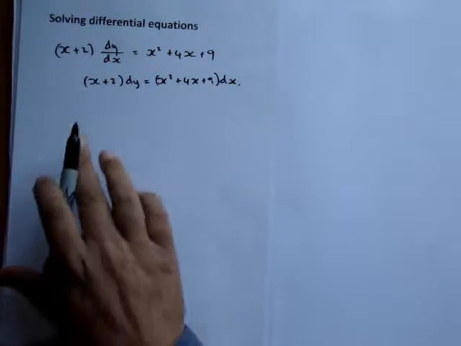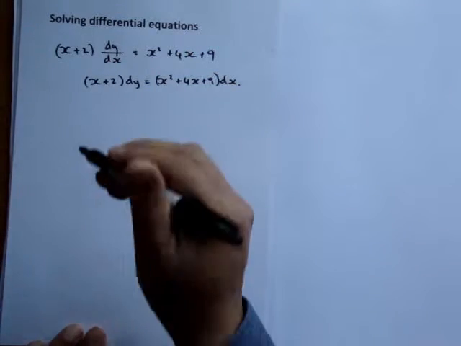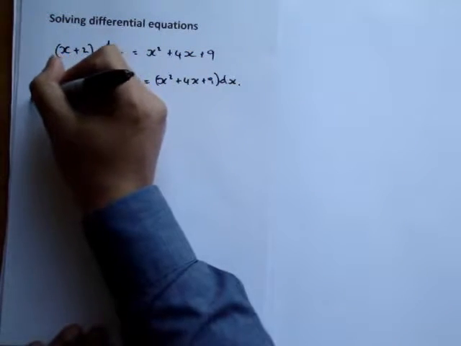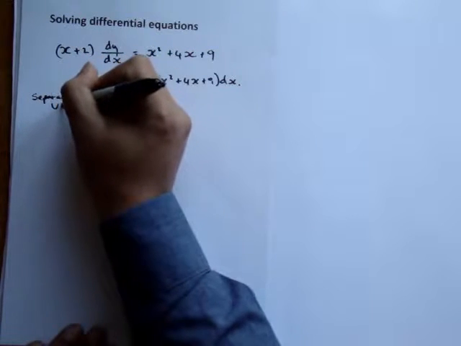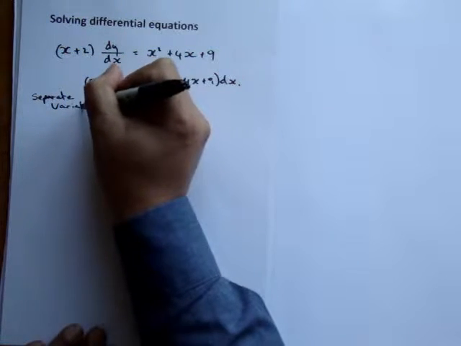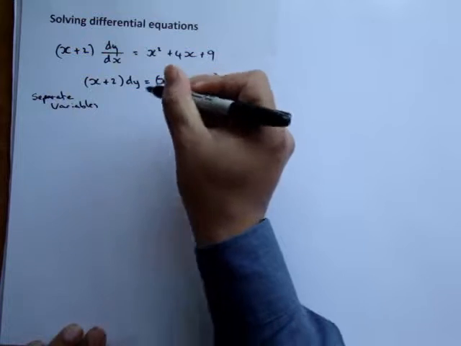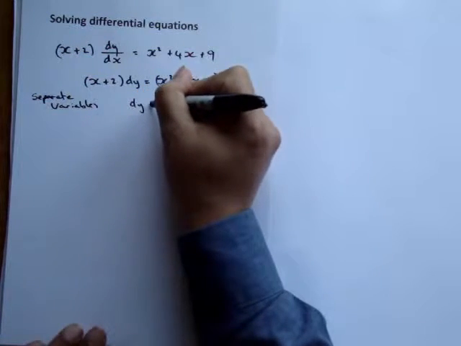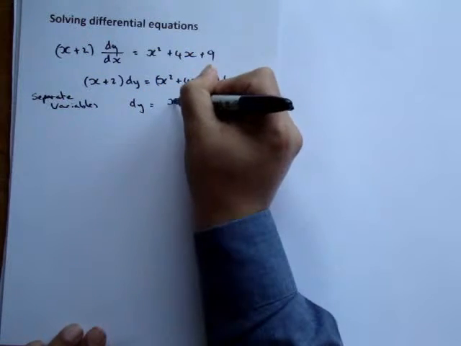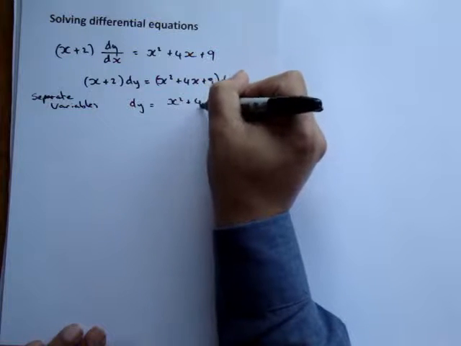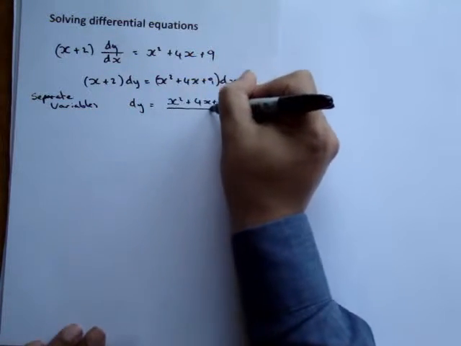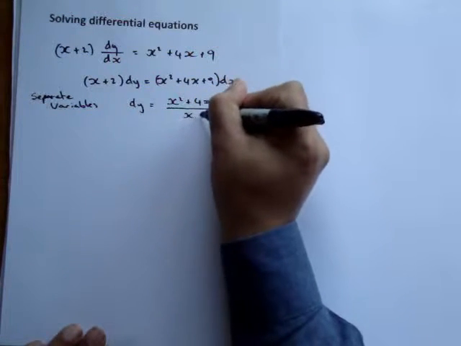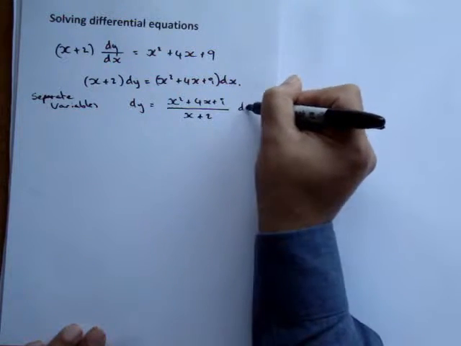Now if we move all the x's to one side, separate the variables, we get dy is (x squared plus 4x plus 9) all over (x plus 2) dx.